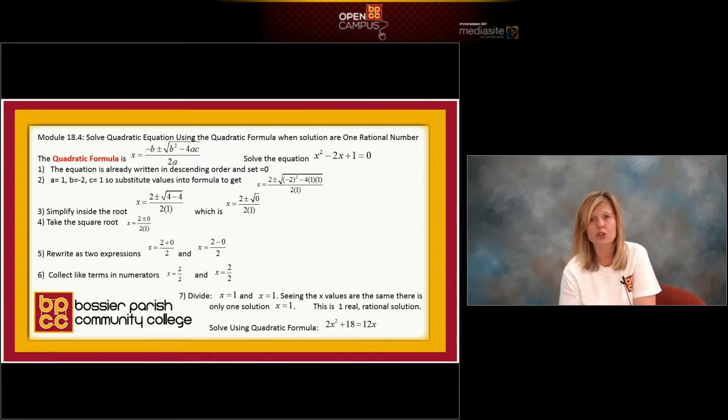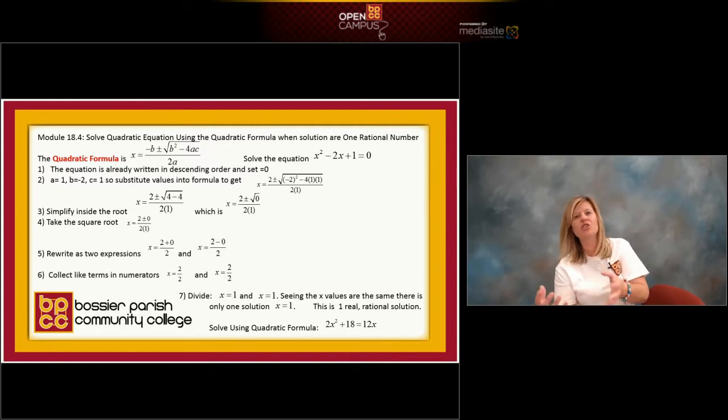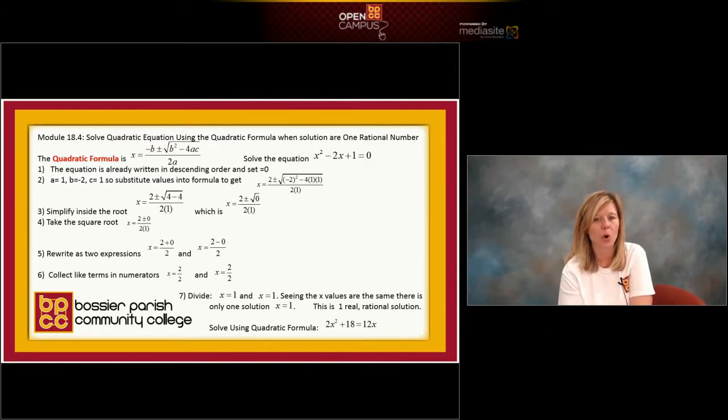Now we'll separate this into two equations. X equals 2 plus 0 over 2. X equals 2 minus 0 over 2. Everybody's good? Now we'll condense and put together our numerators. 2 plus 0 would be 2. 2 minus 0 would be 2. So what happens here, adding 0 and subtracting 0 does not change the numerator. The numerator stays 2. So now when you do the last step, division, 2 divided by 2 is 1. So you have for your solution set x equals 1 and x equals 1.